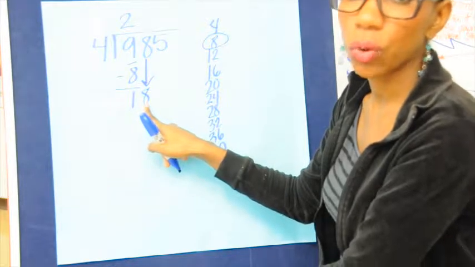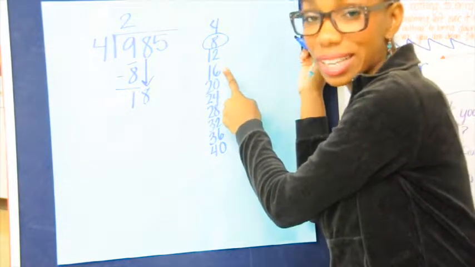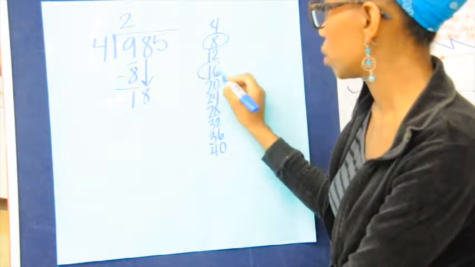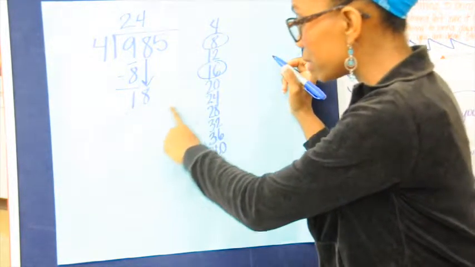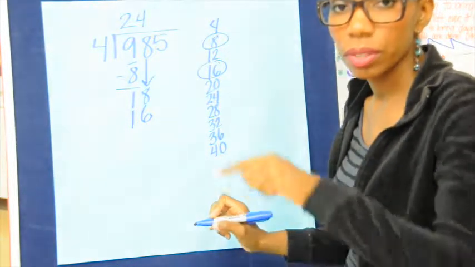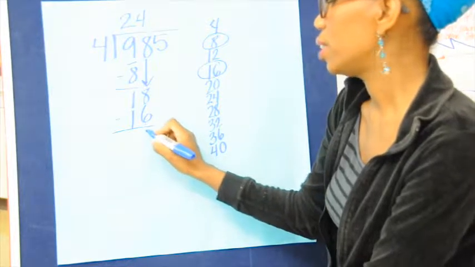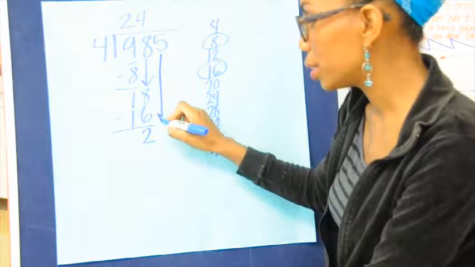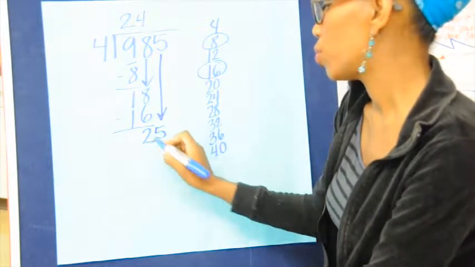How many times does 4 go into 18? Or which multiple of 4 is closest to 18, but it's not more? 4, 8, 12, 16. So 4 times 4 is 16, so I'll put my 4 up here, and then the 16, I just bring it right over here. Next step, subtract. 18 minus 16 would be 2, and then I bring down the 5. Okay, so that would be 25.